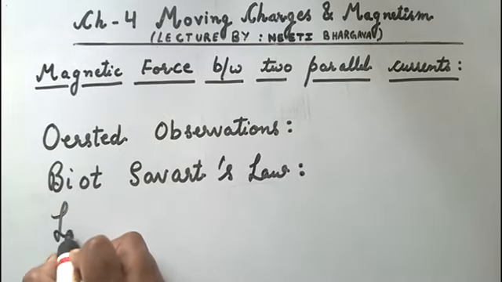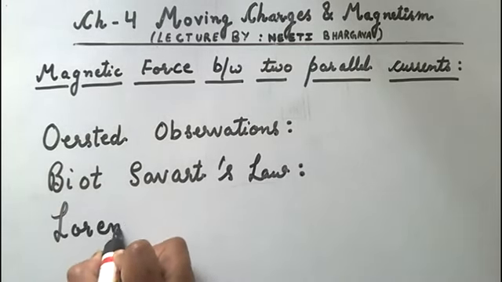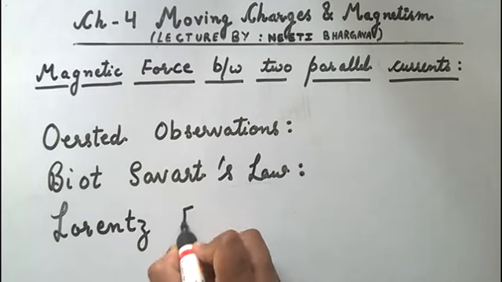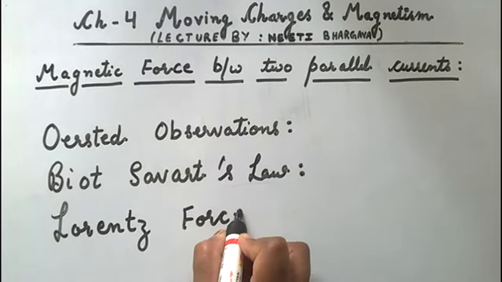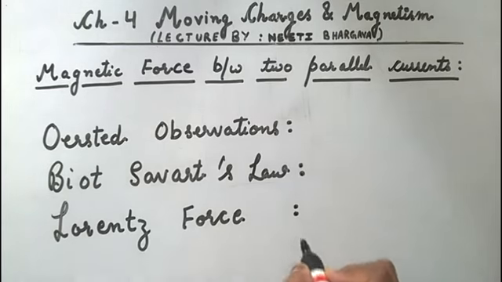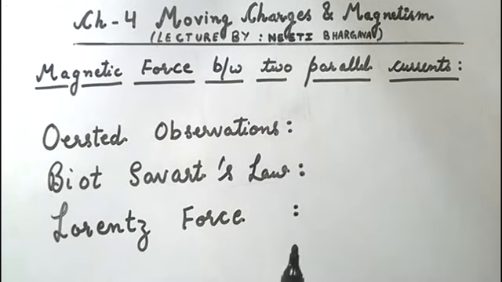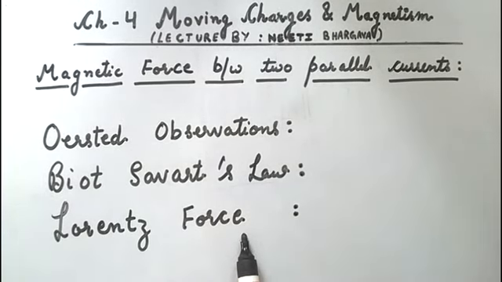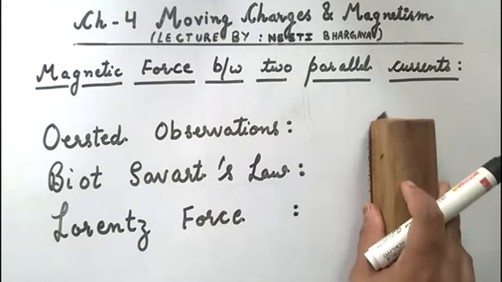We have studied about Lorentz force. Lorentz force gives the value of magnetic force when a conducting wire moves in a uniform magnetic field, and this force is maximum when the conducting wire is moving perpendicular to the uniform magnetic field, and the value of the force is F equal to qvB. We have studied this. Now let's study about Ampere's observations.